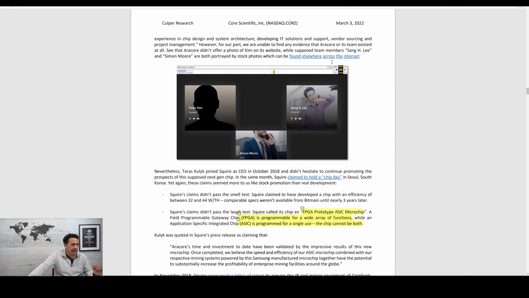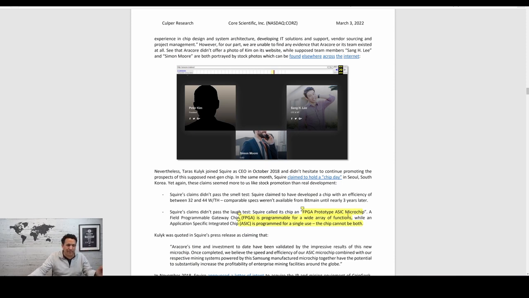They also point out that they had done something similar to this in the past, partnering with a brand new chip manufacturer that made wild claims about a brand new Bitcoin miner from a never-before-heard-of company. They made claims like this, which is actually very similar to the type of claims found on New Miner's website, where they claim to have this FPGA prototype ASIC microchip, which is a contradiction in terms that they point out here. And they're absolutely right about that.